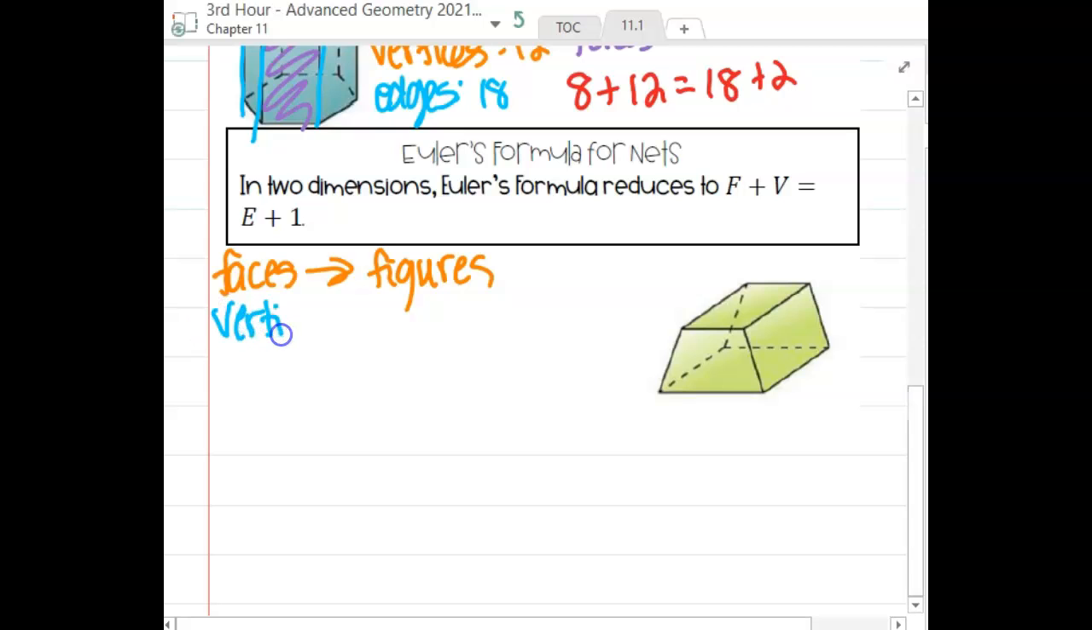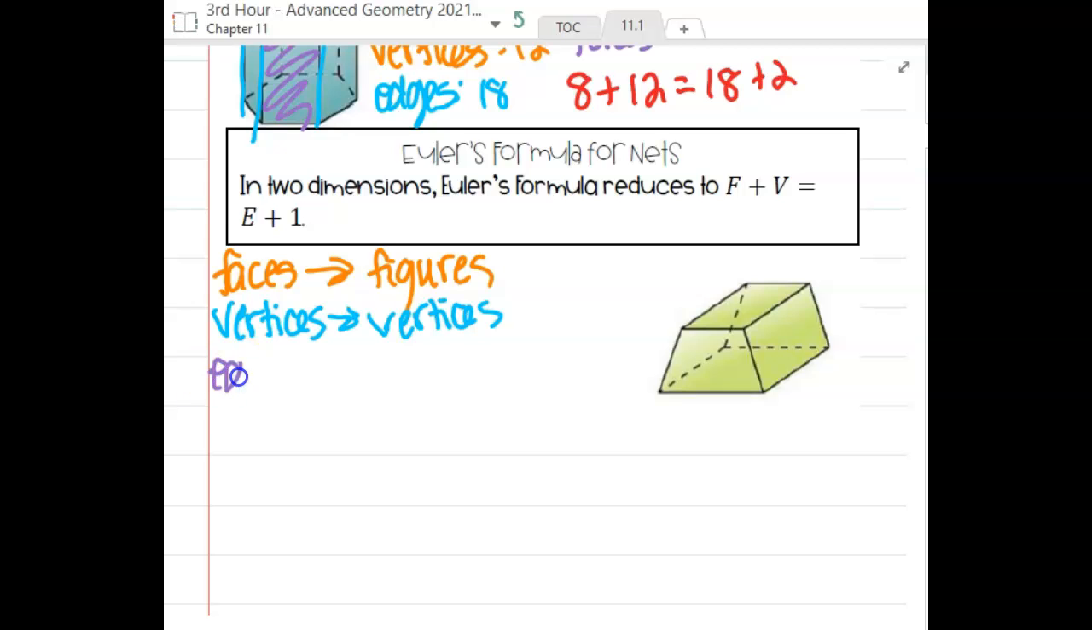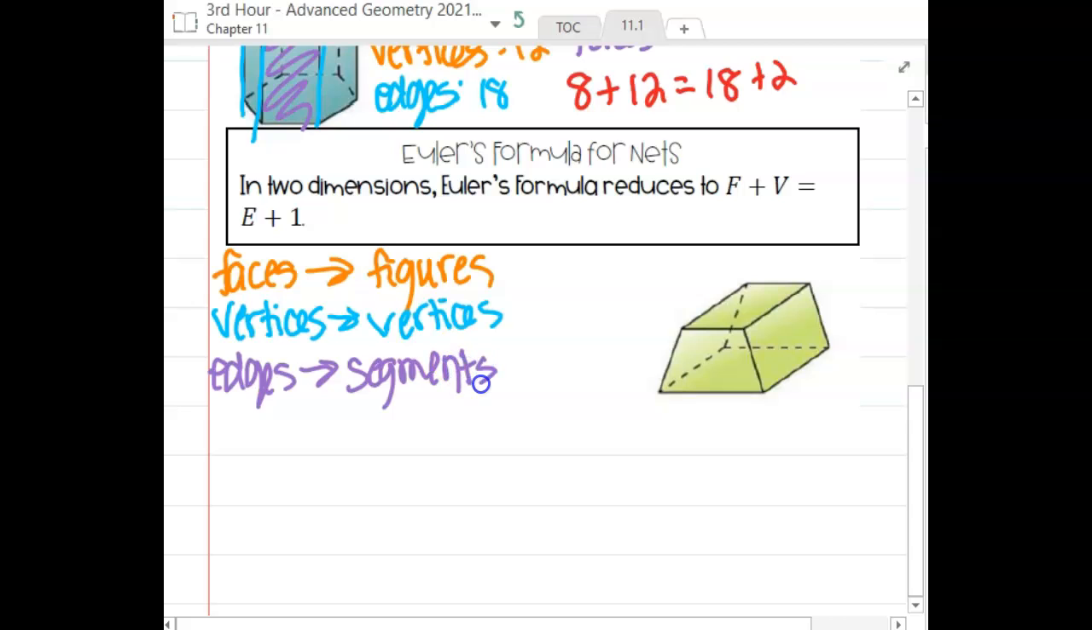The vertices are still going to be vertices. So remember, every time a side or a segment meets, that gives you a vertex. Now the edges, though, in a three-dimensional object, you're just looking for where the faces meet, kind of where those creases are. If it's laying down flat, you're going to count every single segment. The edges are going to be all of the segments that you see.